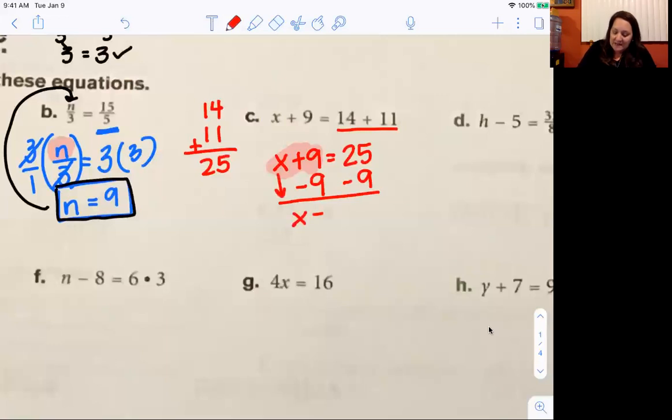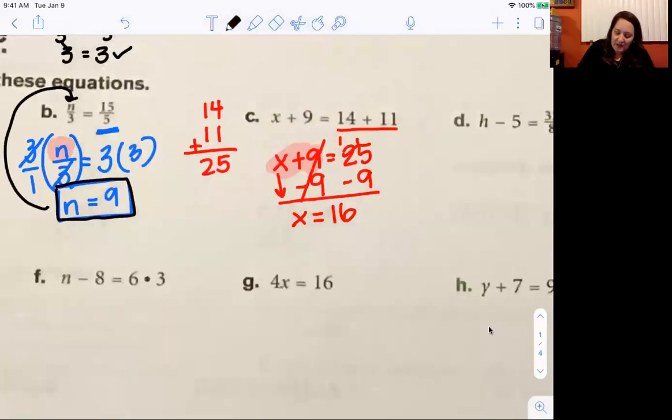I have x equals, what is 25 minus 9? Because minus 9 plus 9 cancel each other out. 25 minus 9 is 16. Are we done? Nope, we got to plug it in. Plug it in, plug it in.